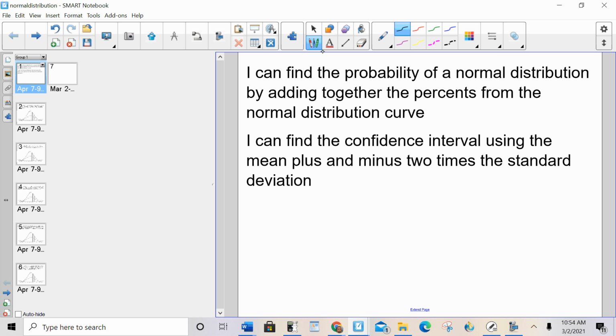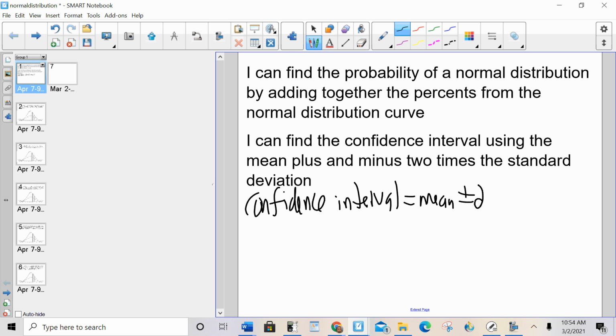So the little formula, confidence interval equals the mean plus and minus 2 times the standard deviation.